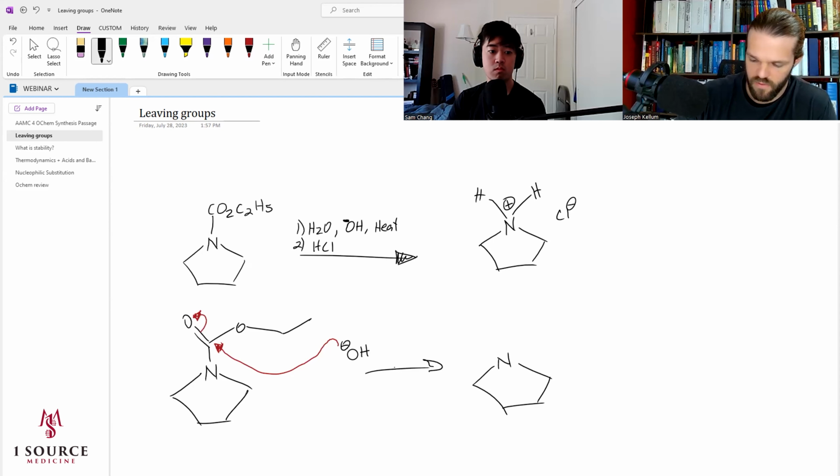So then we have, here is our central carbon. Here's the oxygen that was originally bound to it. Here's the oxygen that was there. This is super messy. And then here is the OH that came in and attacked. Right.